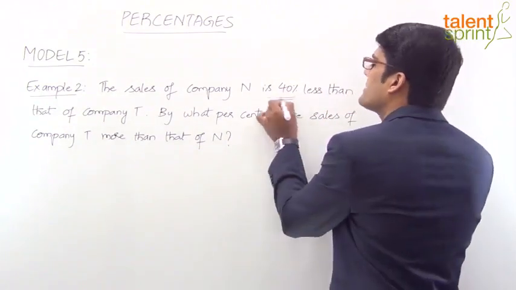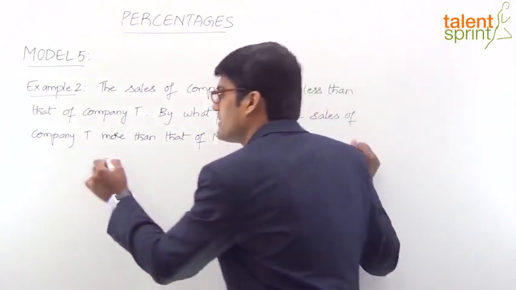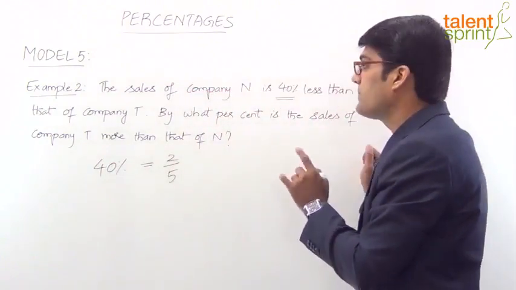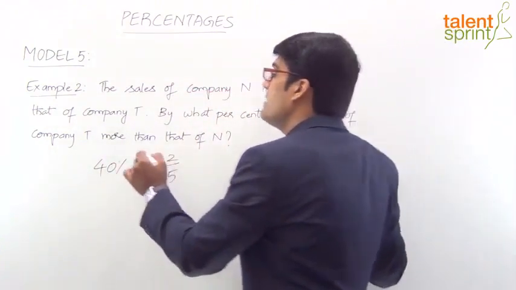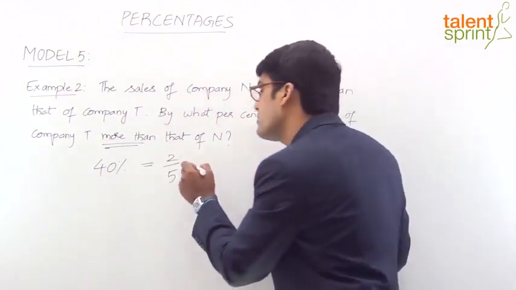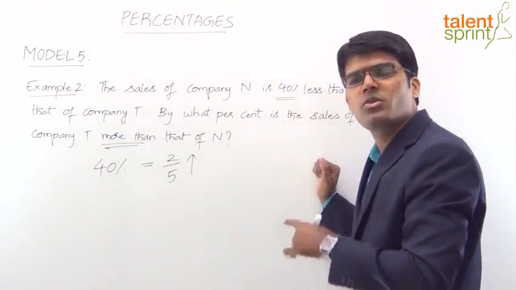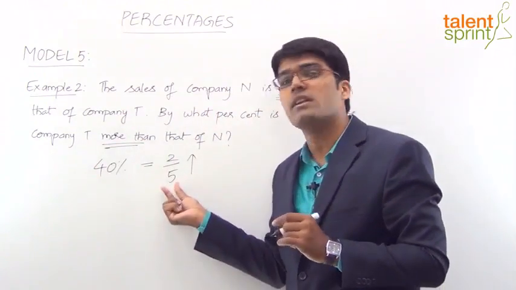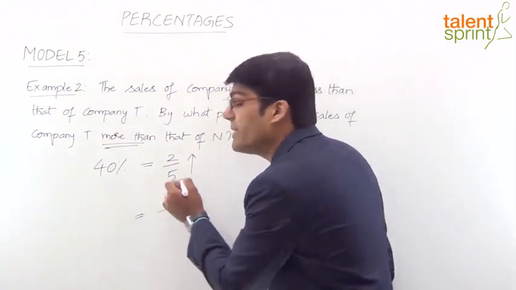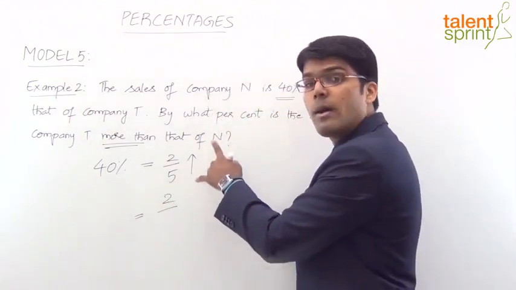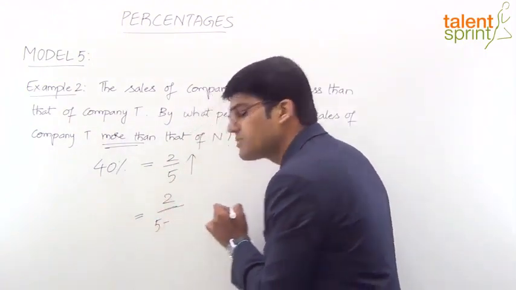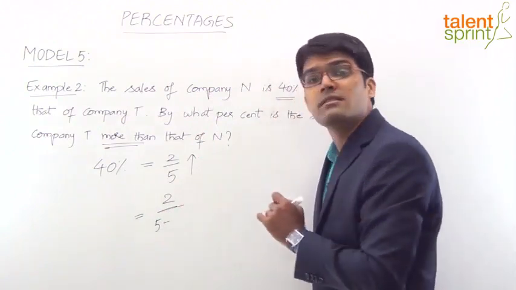The first step is to look at the given percentage, which is 40%. 40% in terms of fraction is equal to 2 by 5. Now, by what percent is the sales of T more than that of N? We are looking for something more, which means we have to increase this fraction. How do you increase the fraction? You always have to work only on the denominator, never touch the numerator. So the numerator remains as it is, 2 remains 2. The denominator has to be decreased. If you want the fraction to go up, the denominator should decrease. So 5 will be reduced, by the value given in the numerator.